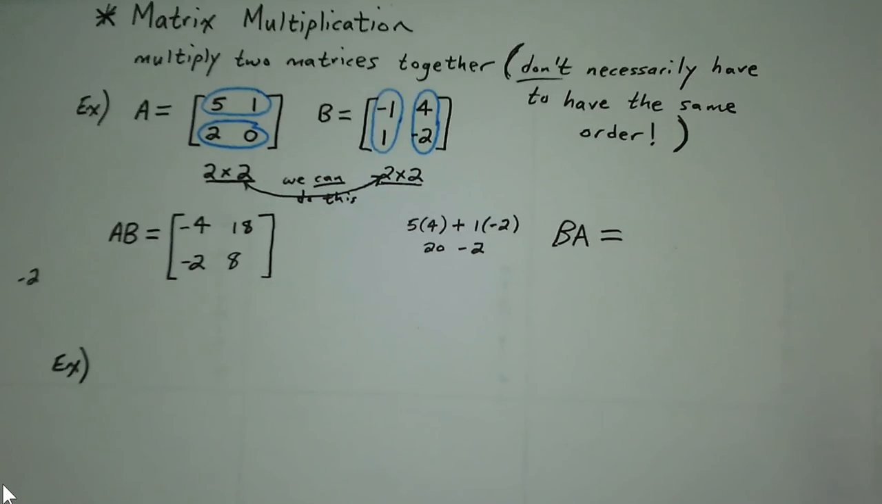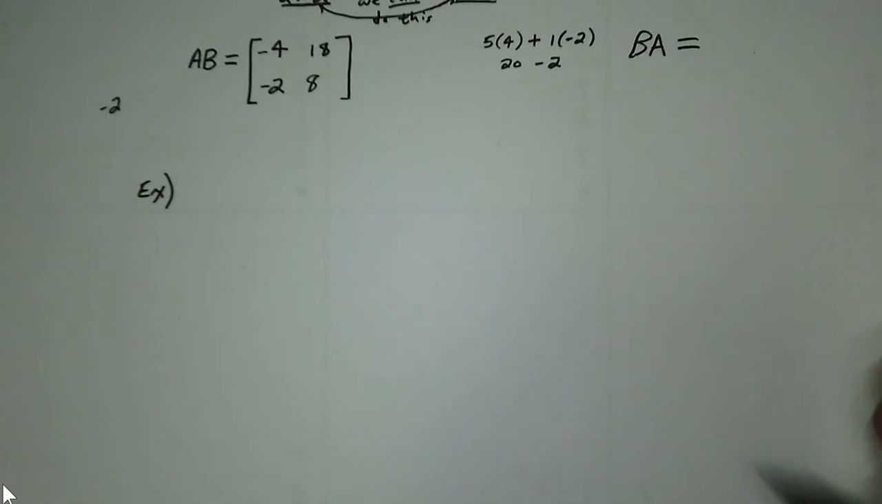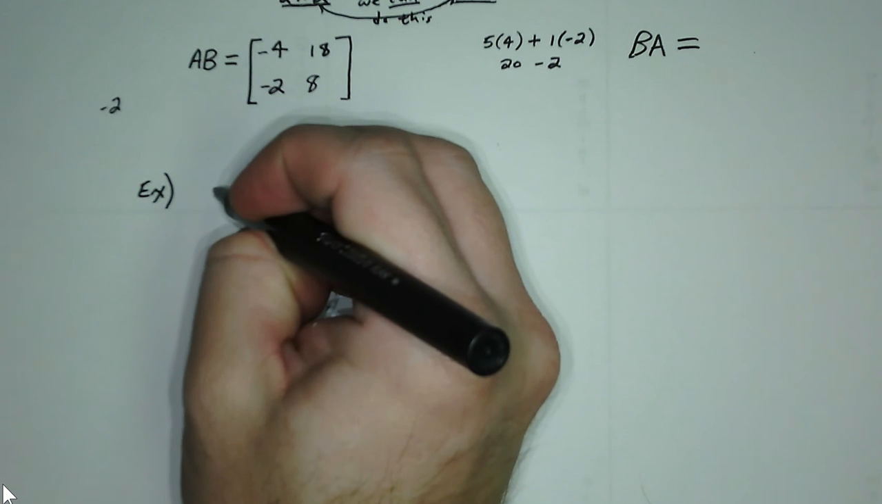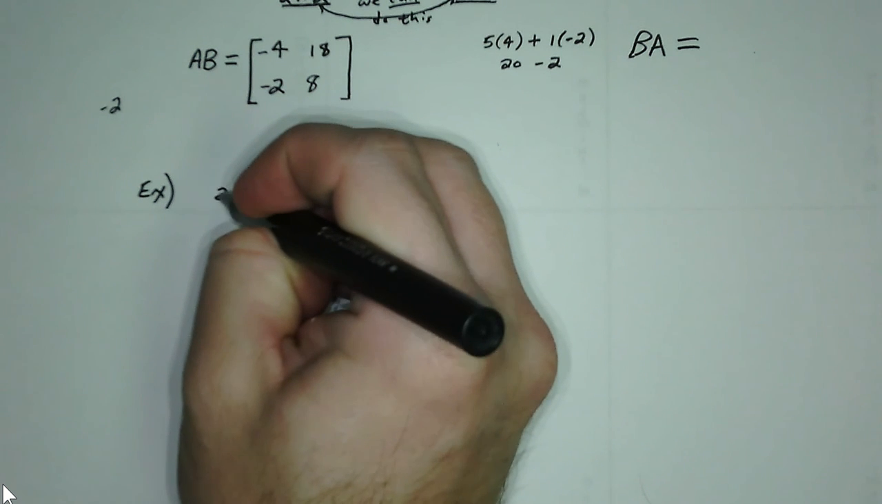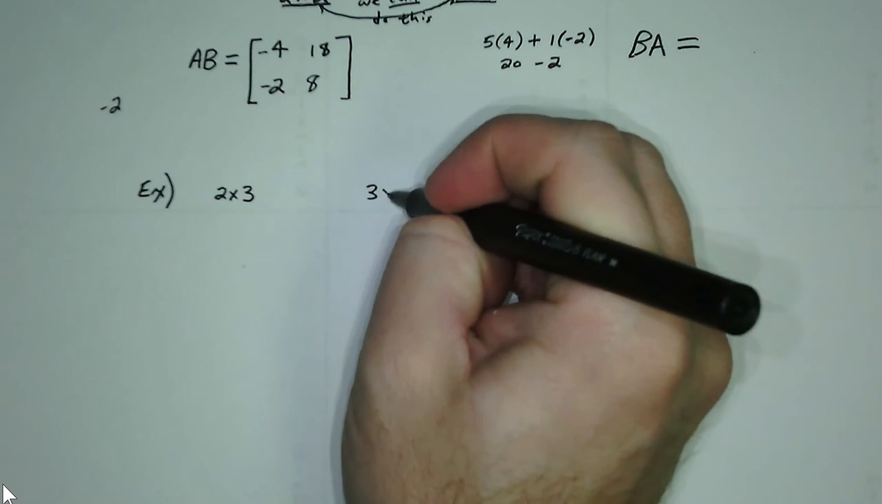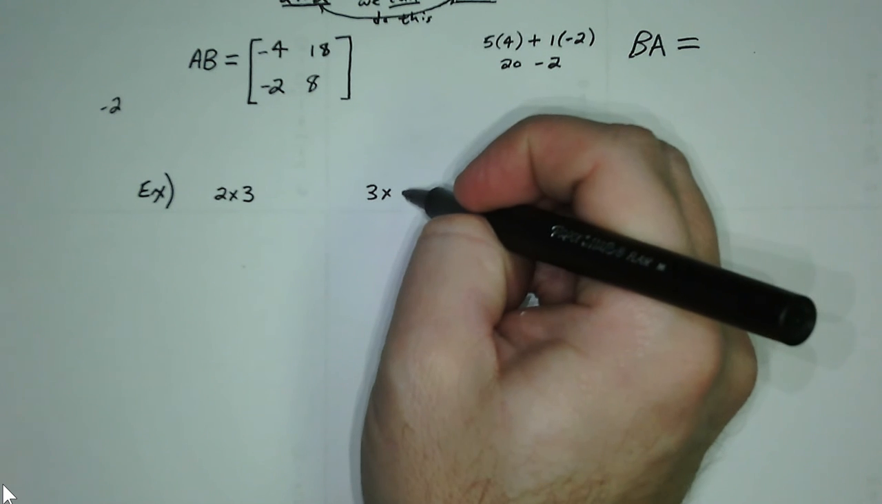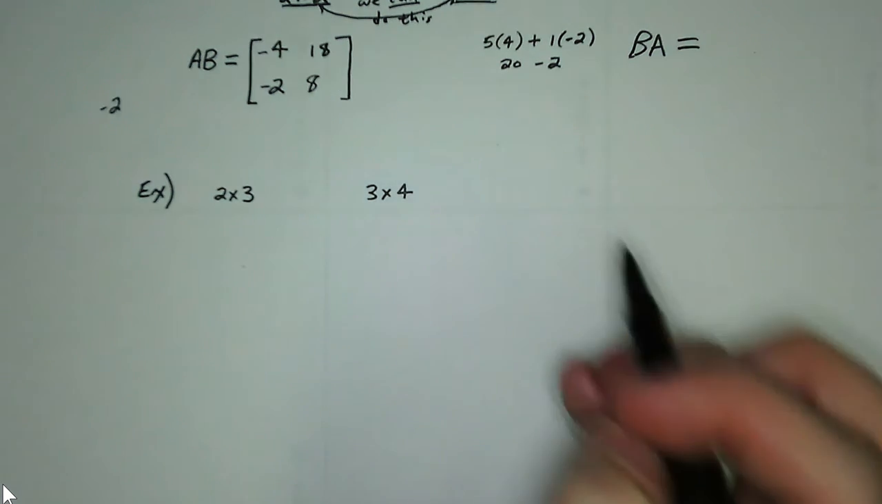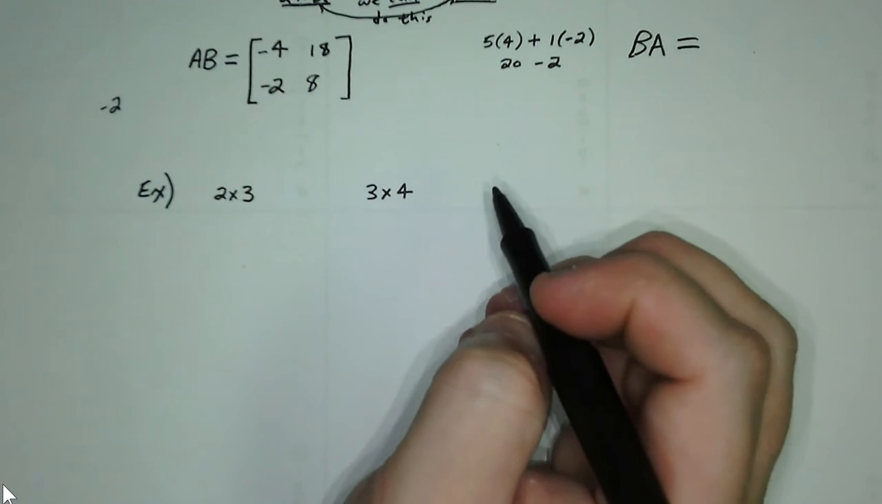So here we go. Let's do one more example. And let's make this a 2 by 3. And let's make this a 3 by, I don't know, 3 by 4. It's a big matrix.